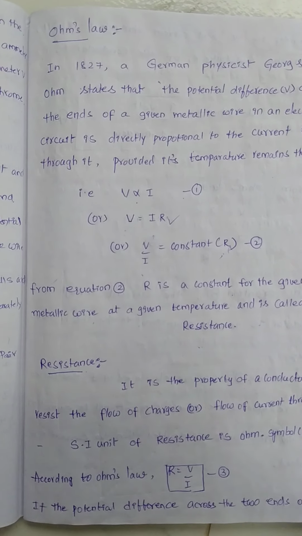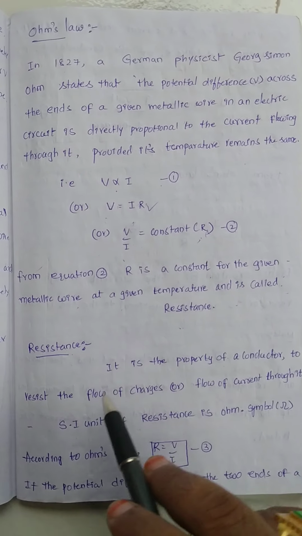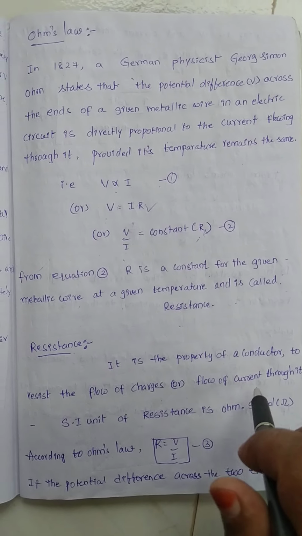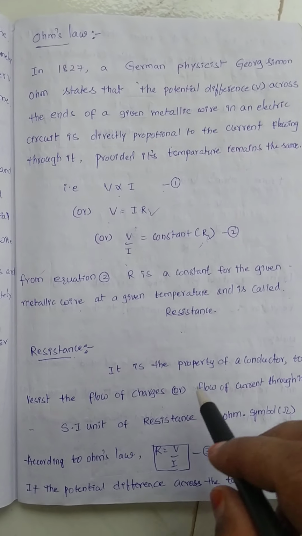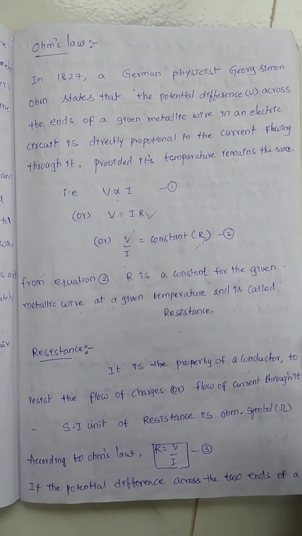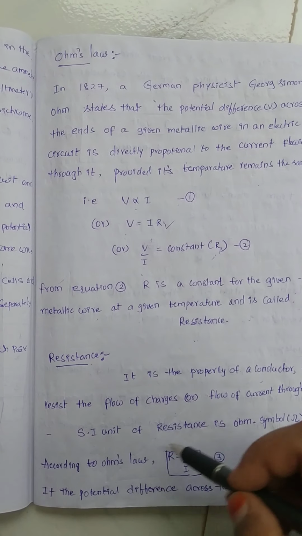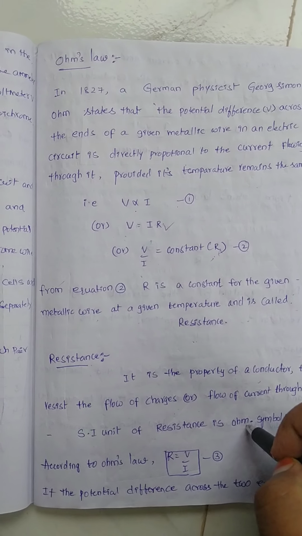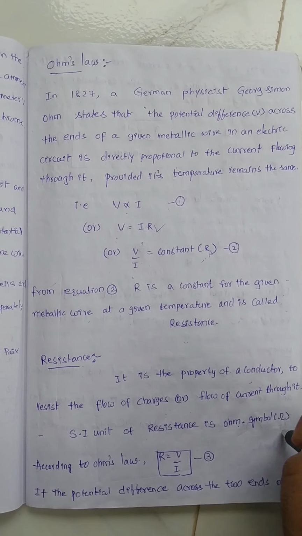So it is a property of a conductor to resist the flow of charges or flow of current through it, right? What is the definition? It is a property of a conductor to resist the flow of charges or flow of current through it. And the SI unit of resistance is ohm. The symbol is like this.